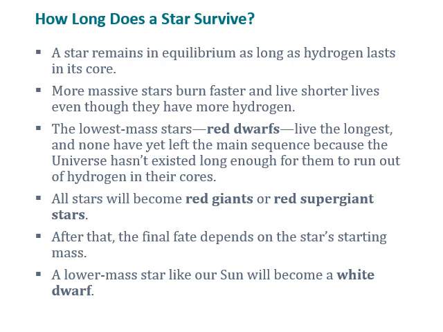It's important to know that all stars will become red giants or red supergiant stars towards the end of their evolution. After that, their final fate depends on the star's starting mass. A lower mass star, like our Sun, will eventually become a white dwarf.